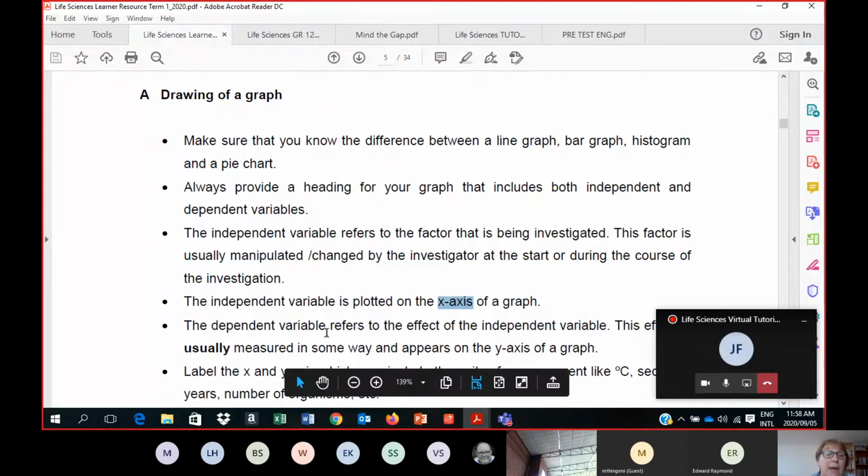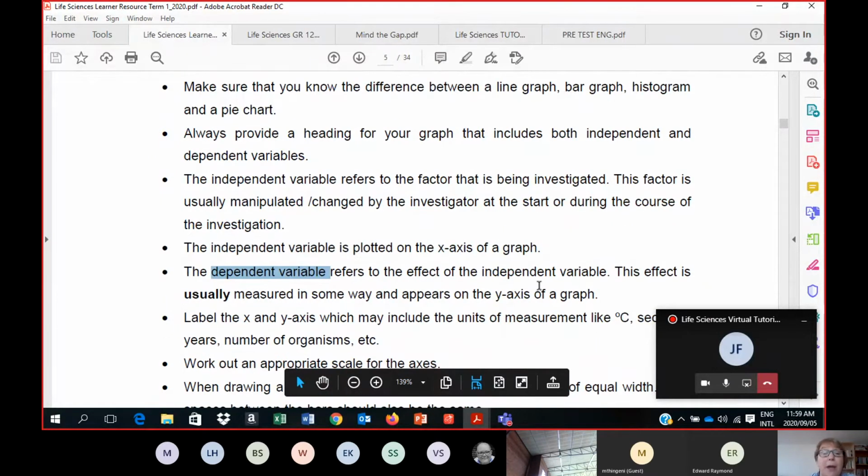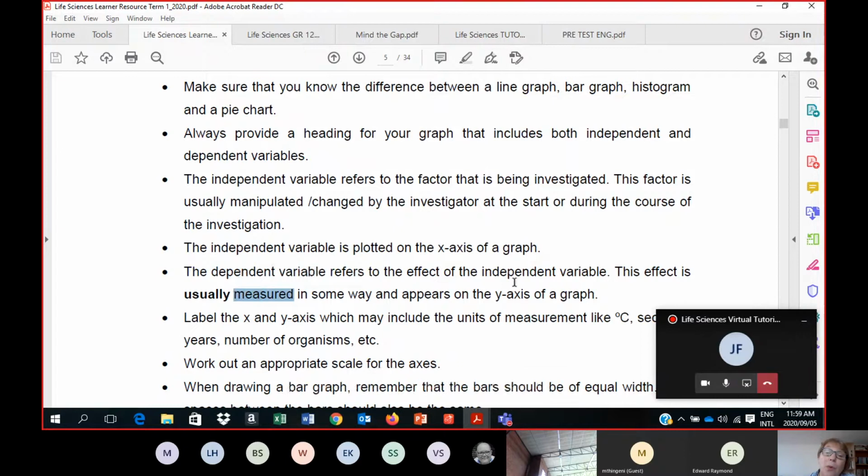Then your dependent variable refers to the effect of the independent variable, but it is usually the one that you measure or you observe. And you always plot this one on the y-axis of the graph, which is the vertical axis of the graph. So in my previous example, what are you measuring? We're measuring the number of red blood cells in the blood, right? So that is the dependent variable.